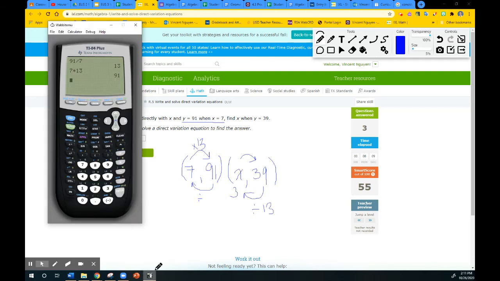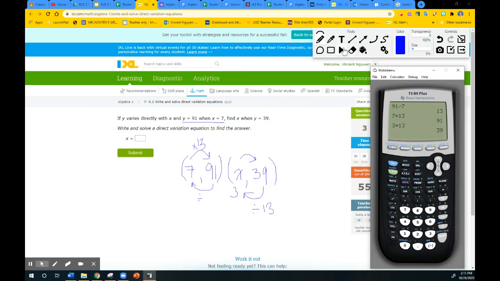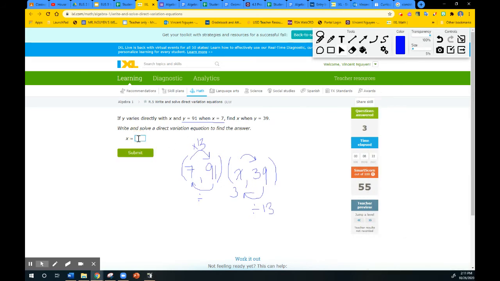Okay, so you can check. You can use your calculator and check. 3 times 13 is 39. So my x value is 3. My x value is 3. So I'm going to type in 3.